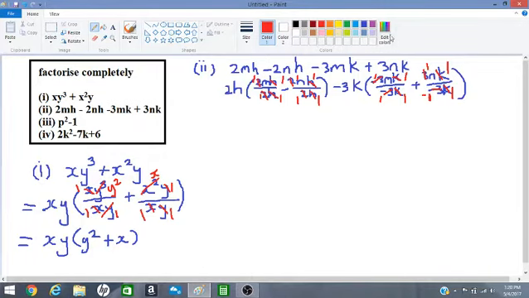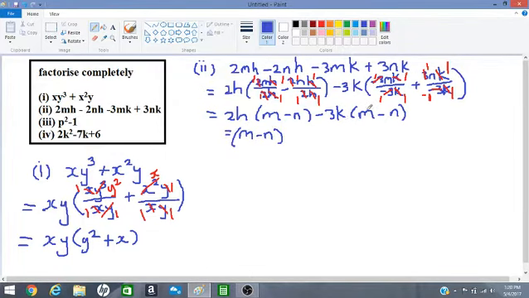Let us write down what we have in the brackets now. This is equal to 2h times m minus n, minus 3k times m plus minus n, which is minus n. And our answer would be m minus n, taking this bracket out as the common factor. This whole bracket is the common factor, HCF, so we take it out. And if we divide, we will get 2h here. And if we divide again, m minus n will cancel m minus n, so we get minus 3k. That is our answer for part 2.